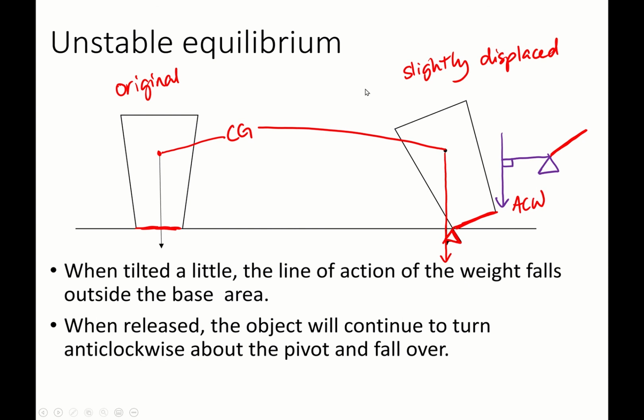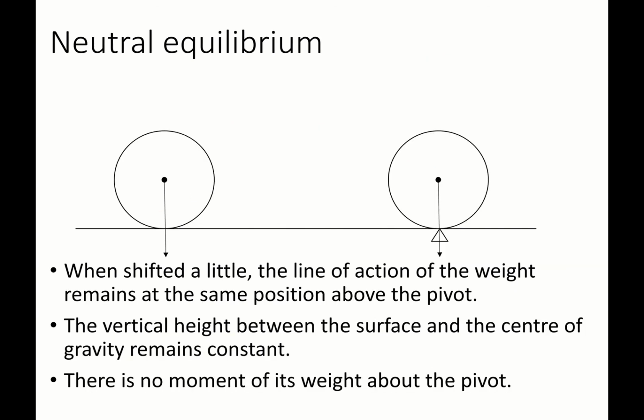Now, earlier on, I did mention that the neutral equilibrium may be a little bit confusing, but follow the reasoning. There are two ways to identify neutral equilibrium. The most obvious example is a ball rolling on the floor. And you have the CG here, and you have the CG here. This is the original, and this is slightly displaced.